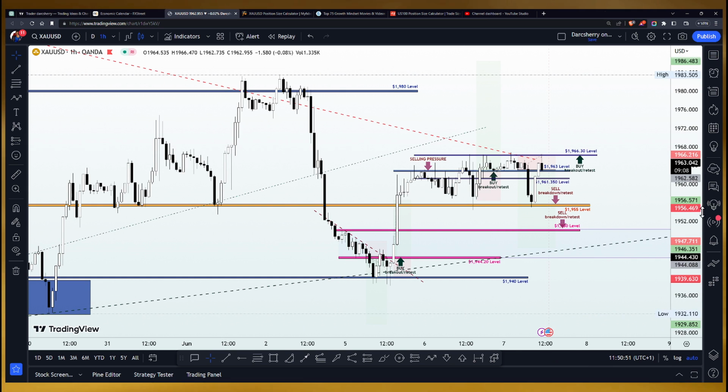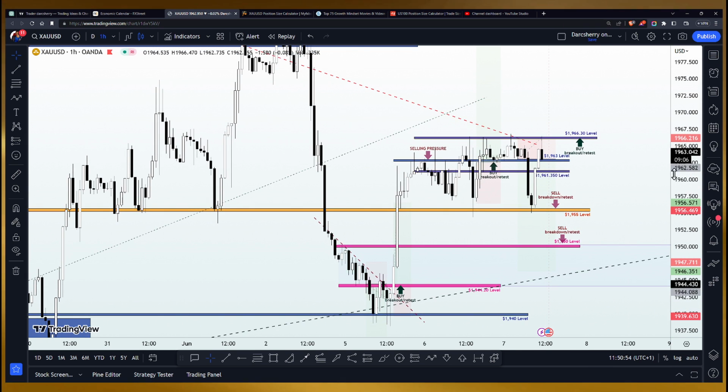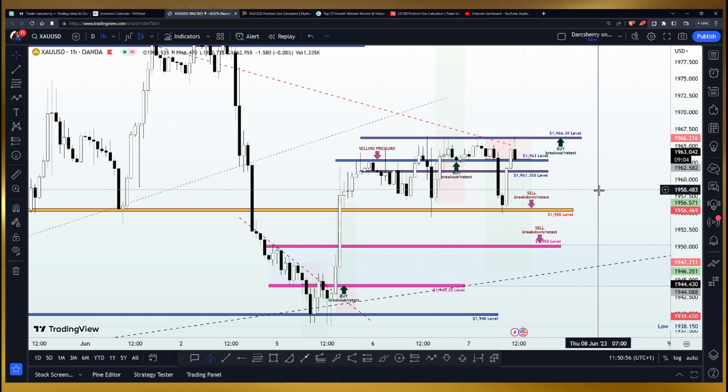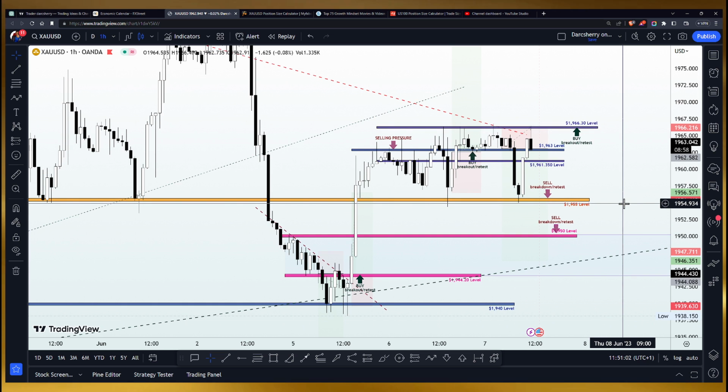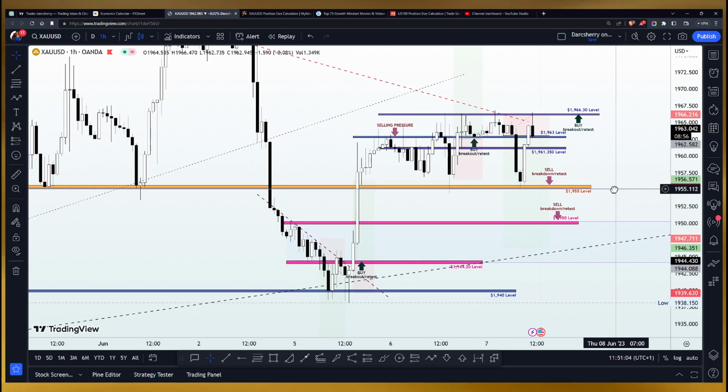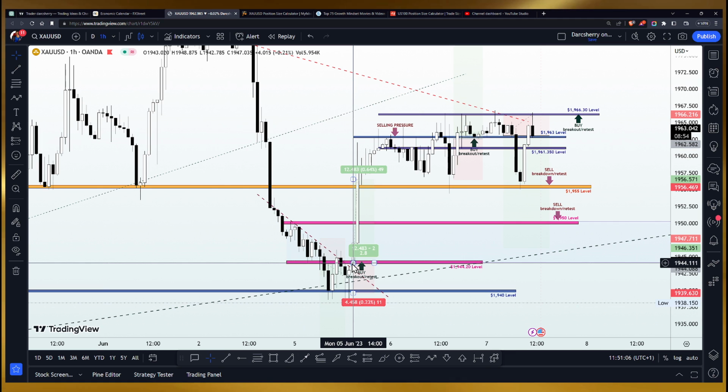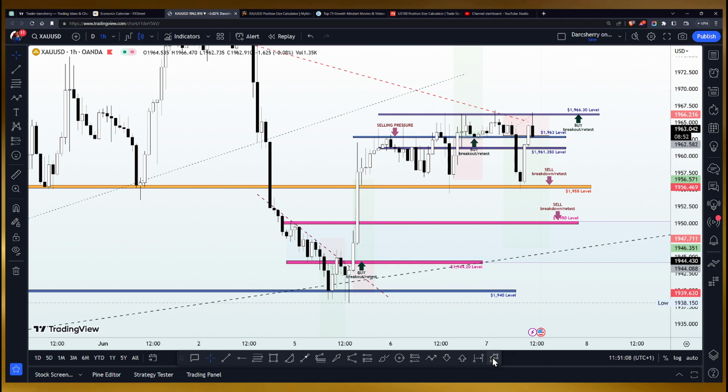So here we are on the 1 hour time frame. One thing we've got to understand on this chart since the beginning of the week: remember, we bought the gold on Monday. We bought the gold on Monday. So this was what we saw at the beginning of the week.